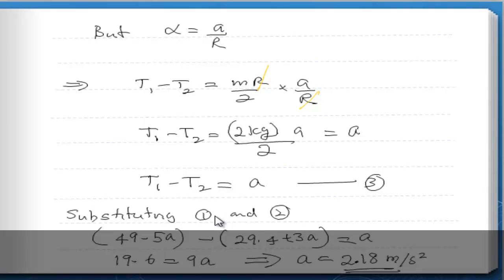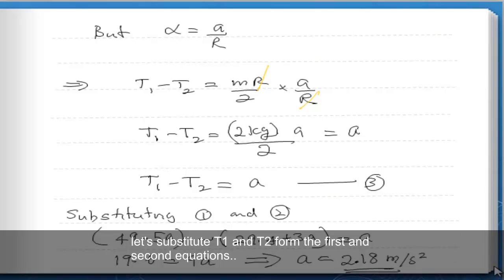By substituting 1 and 2, we get 49 minus 5a minus 29.4 plus 3a equals a. By simplifying the equation, we get 19.6 equals 9a. So a equals 2.18 meters per second squared.